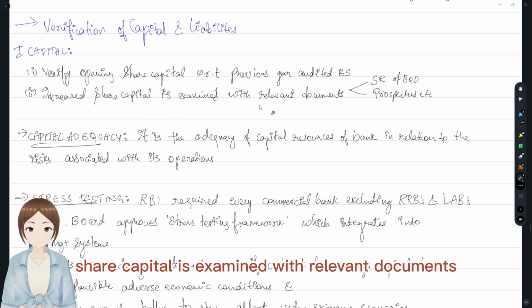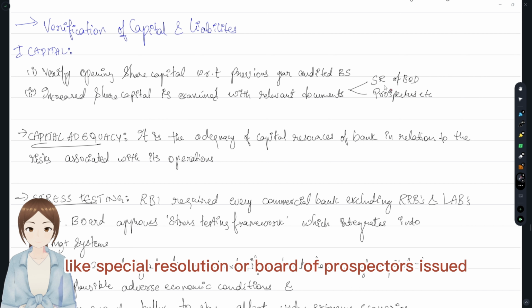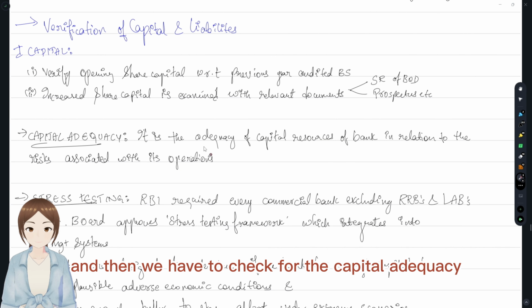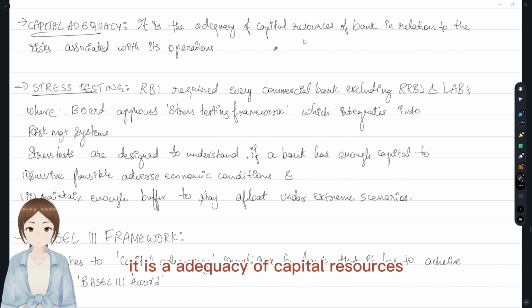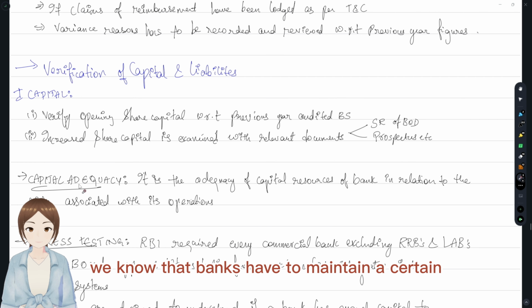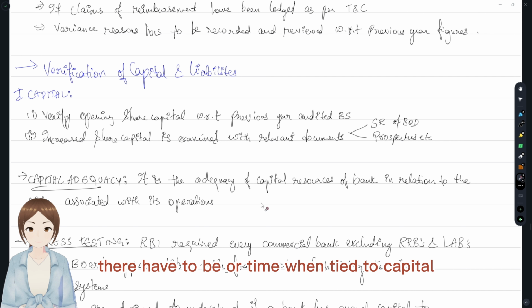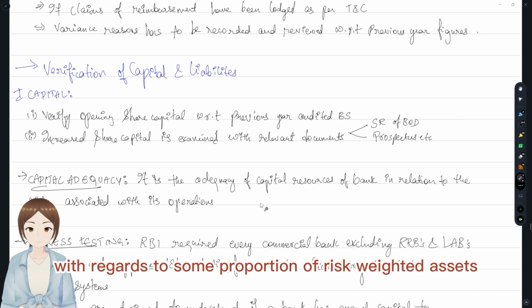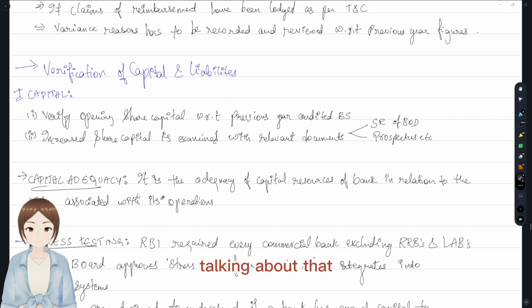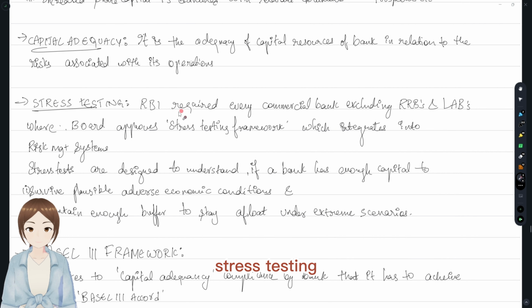Increased share capital is examined with relevant documents like the special resolution of the board or prospectus issued, and then we have to check for the capital adequacy. It is the adequacy of capital resources of the bank in relation to risk associated with its operations. We know that banks have to maintain a certain adequacy of capital. There has to be tier 1 and tier 2 capital in some proportion to risk weighted assets, right? They're talking about that, and you have to check for the stress testing.